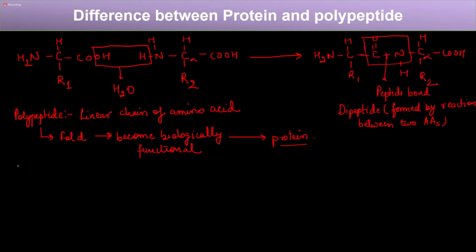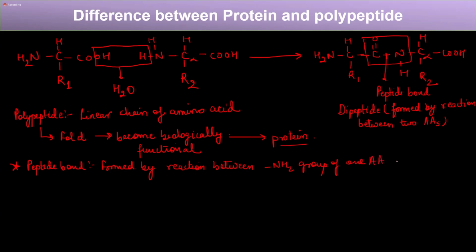Now let's talk briefly about the peptide bond. So what is peptide bond? Peptide bond is formed by reaction between the amino group of one amino acid and the carboxylic group of a second amino acid. So this is the peptide bond.